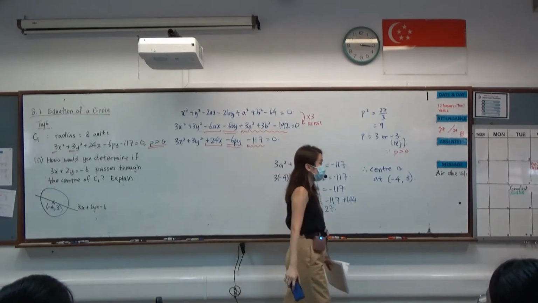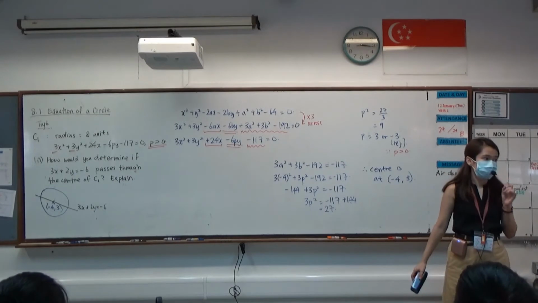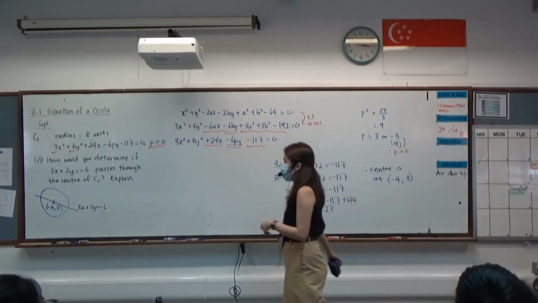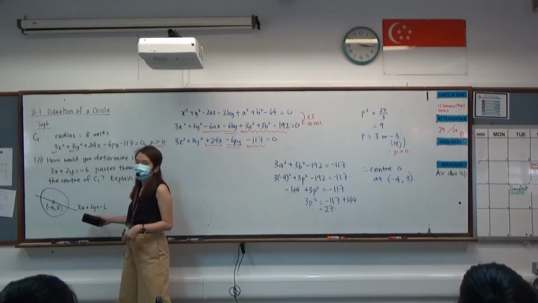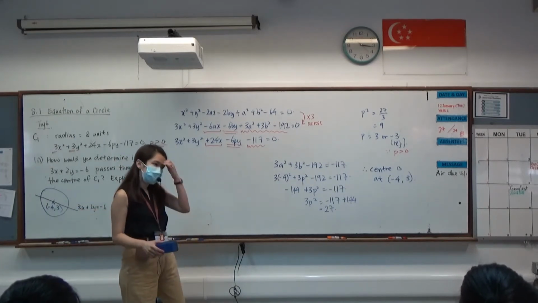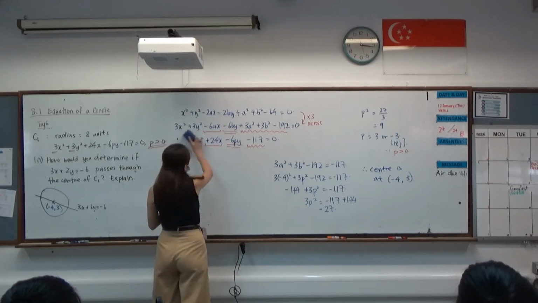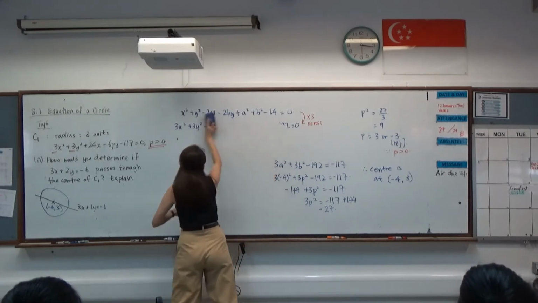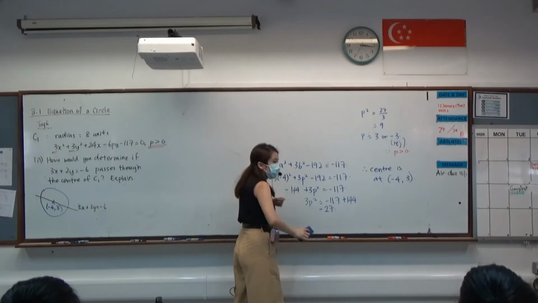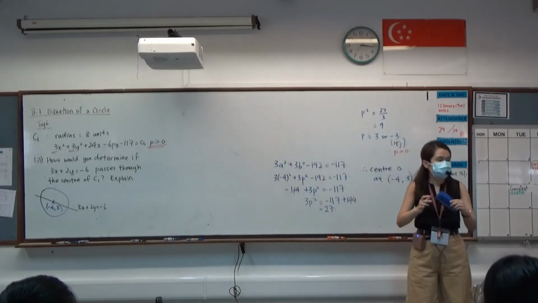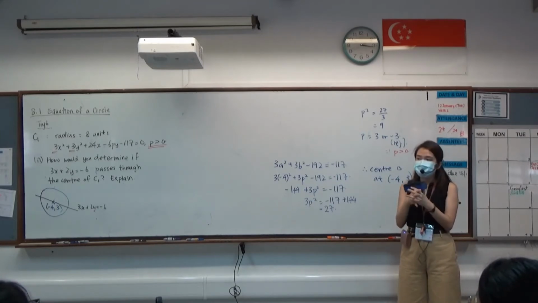Sorry? Sub in the center coordinates into? Okay, so Joseph suggests sub in the center coordinates, which is negative 4, 3, into the line. Right? Why is it that will work? Why would that work? Yes?